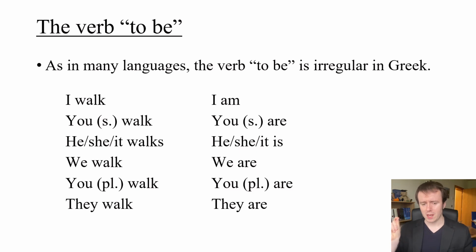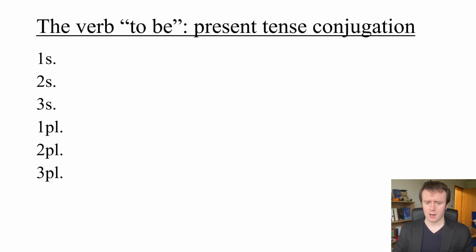Now, the verb to be in ancient Greek is similarly irregular, in that there are drastic and unpredictable changes in its forms. So we do have to learn the verb to be separately, because it's an irregular verb. Let's have a look at how the verb to be conjugates in the present indicative in ancient Greek.